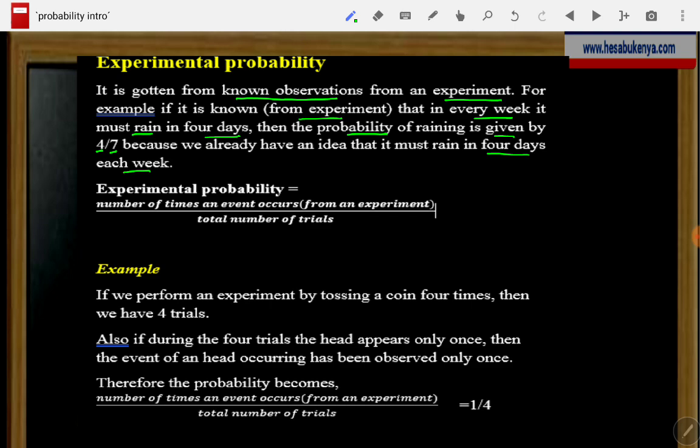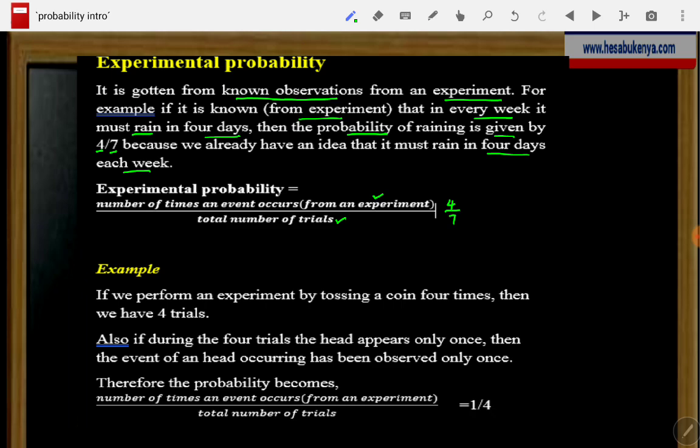Now, the formula for experimental probability is given by the number of times an event occurs, that is from the experiment, over the total number of trials. Like we have seen in our example that it rains in 4 days in a week. So the number of times an event occurs is 4 over the total number of trials. A week has 7 days. So it is 4 days out of 7 days. So our probability becomes 4 over 7.